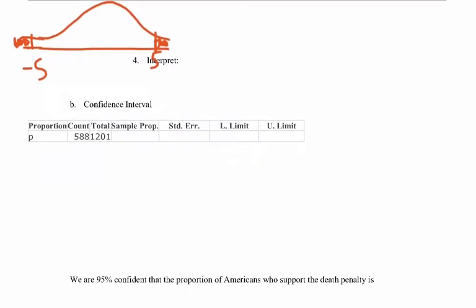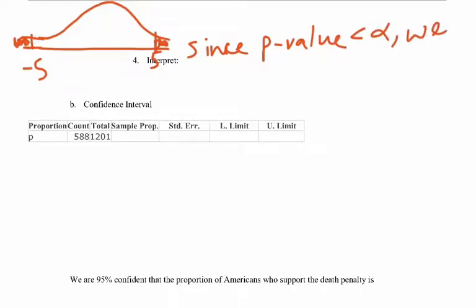So what can we say? Since the p-value, and I always like to write the word p-value, the p-value is less than the alpha level, that means what? That means we can reject the null hypothesis. And so remember, the null hypothesis was that the proportion of people who support the death penalty is still at 56%. So what does this indicate? This means we can reject the null hypothesis.